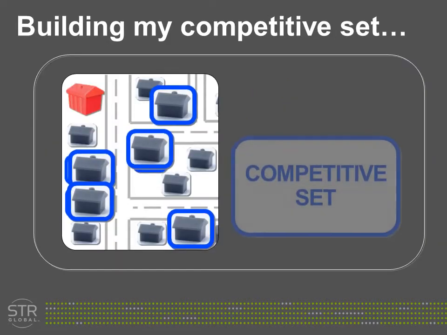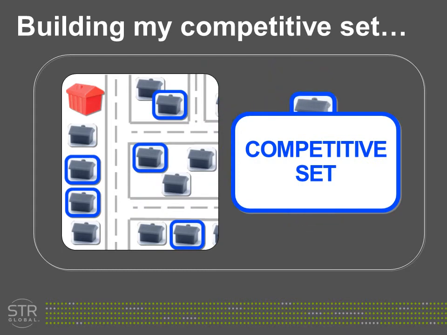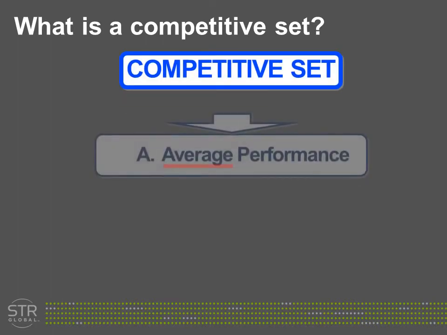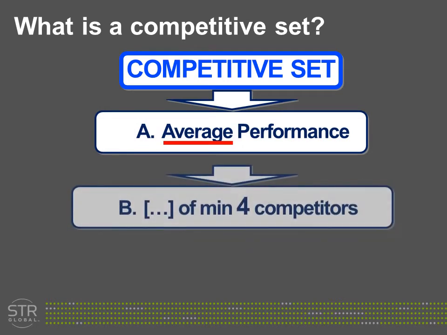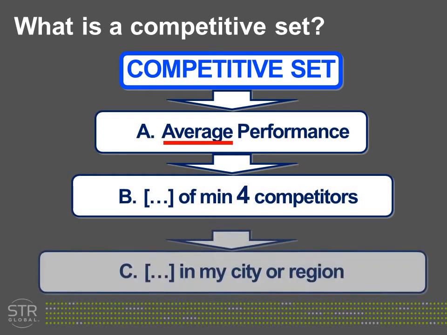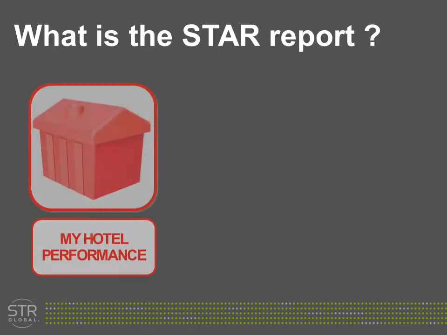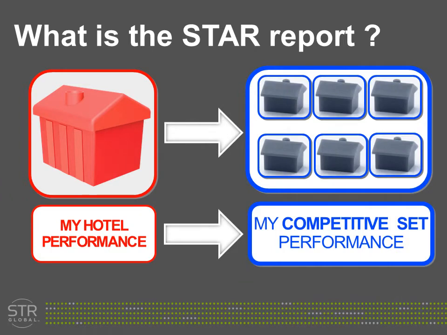Now, once my competitor is chosen, the report groups each competitor's performance to form a group of competitors called a competitive set. So, what is a competitive set? A competitive set is the average performance of a minimum of 4 competitors in my city or region. In other words, my hotel performance is compared versus my competitive set performance. This allows all of my competitors to keep their data on rates and occupancy confidential.